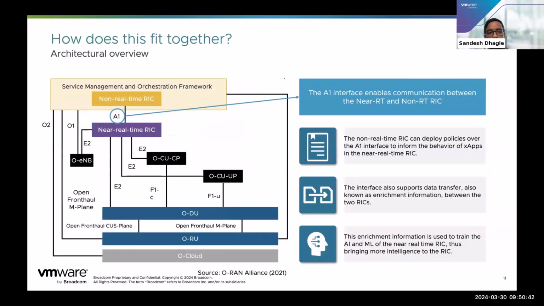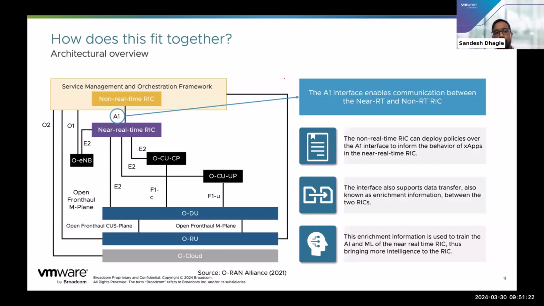Right. So, as I mentioned previously, how it comes together is that it's the near-real-time RIC that talks to all the RAN components through the E2 interface, and the two RICs talk to each other using the A1 interface, right? So it's the A1 interface between the non-real-time and the near-real-time RIC through which all the communication happens, and anything that is defined by the non-real-time RIC gets passed on to the near-real-time RIC and then gets implemented.